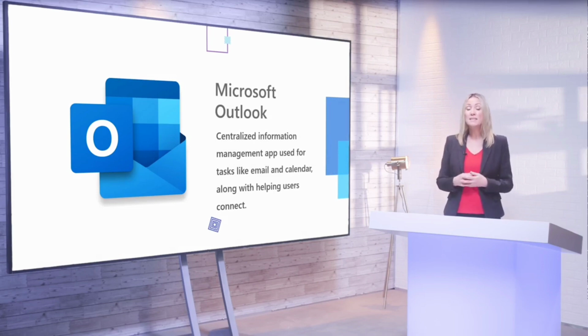You can manage your email, calendar, contacts, tasks, and much more, all from one central location. You can also connect and communicate more easily with your teammates. Like other apps, Outlook can also be accessed online or offline, but it's best to use the desktop app if you need more functionality and customizability.